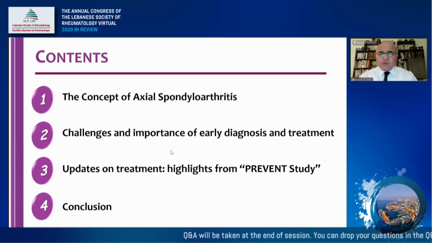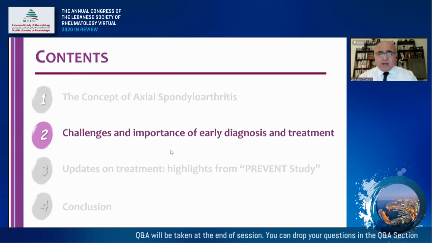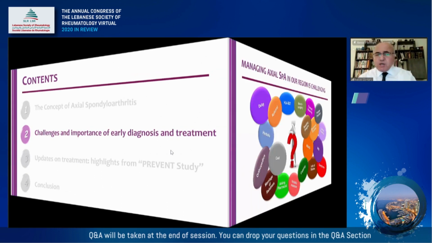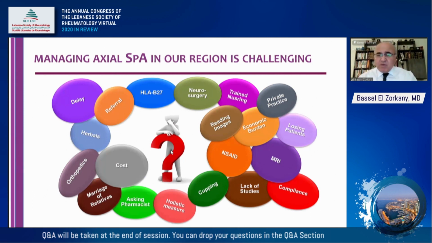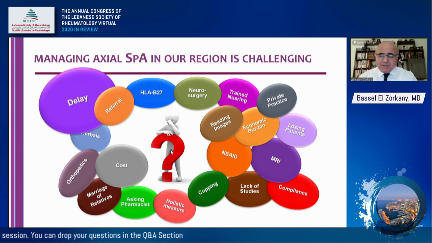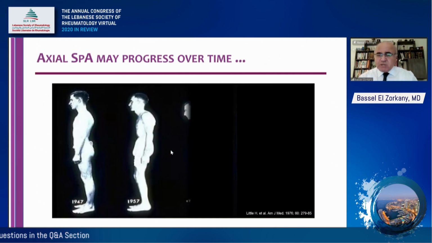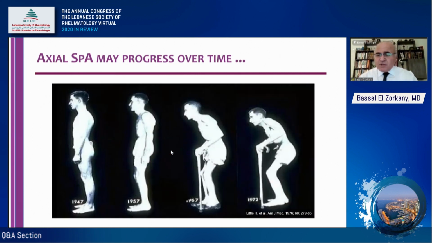Now I'm going to move to the challenges and the importance of early diagnosis. Let me tell you that managing axial SpA in our region can be very challenging. We have a lot of things to consider in the management, but one of the most important things to me is the delay in the diagnosis. You know that the patient starts like this and progresses over time.